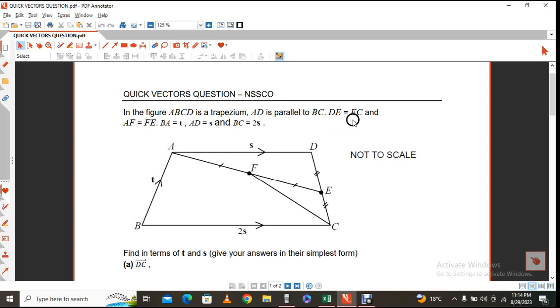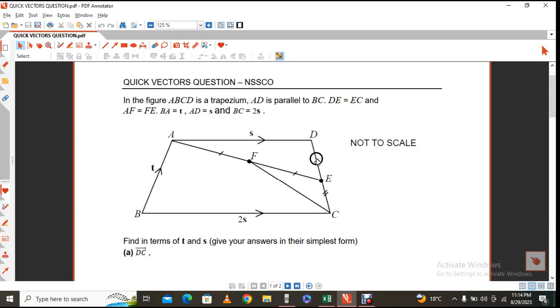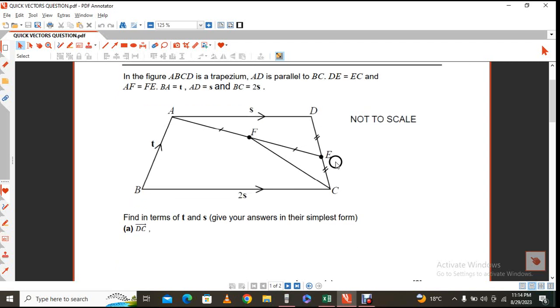DE is equal to EC, and they have these two double primes here to indicate that those two sides are equal. And AF equals FE, again you have a single prime or a dash to indicate that AF is equal to FE. And then BA is represented by T, AD is represented by S, and BC is represented by 2S. So when the question says find in terms of, you must give your answer in terms of those letters. Okay, here it says find in terms of T and S.